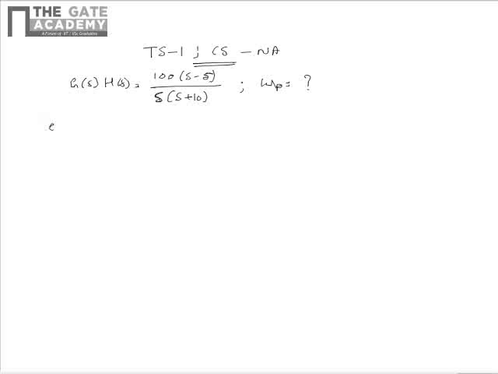From the given open loop transfer function, we can get G(jω)H(jω) as shown. This is mainly obtained by substituting s = jω. So G(jω)H(jω) is equal to 100(jω - 5) / (jω(10 + jω)).